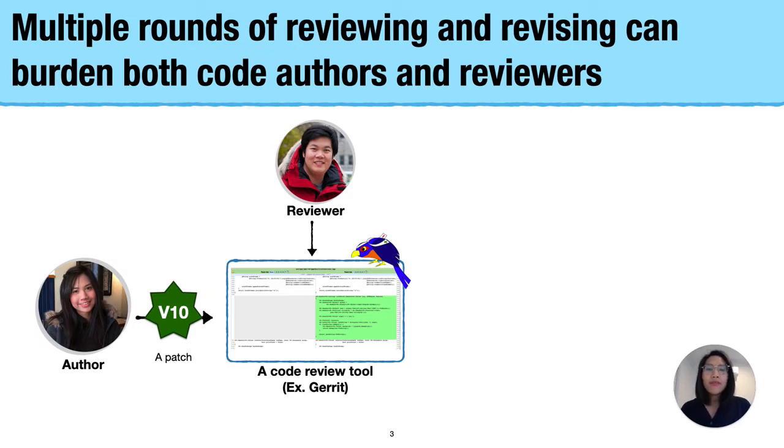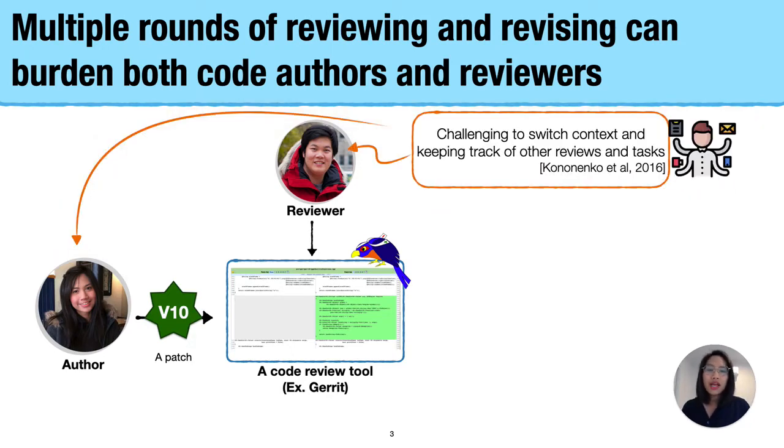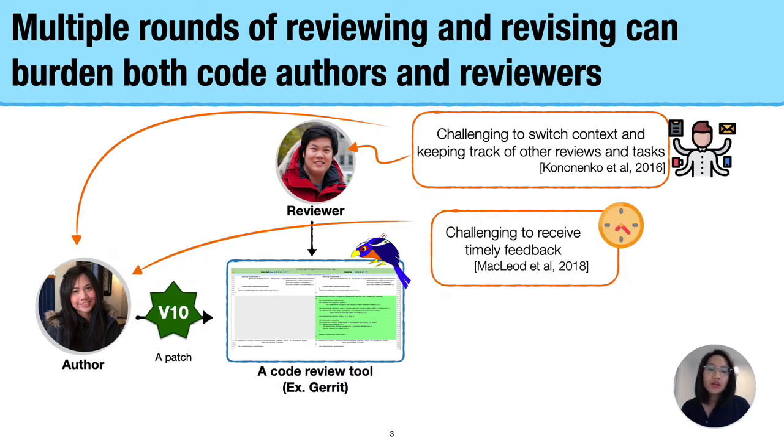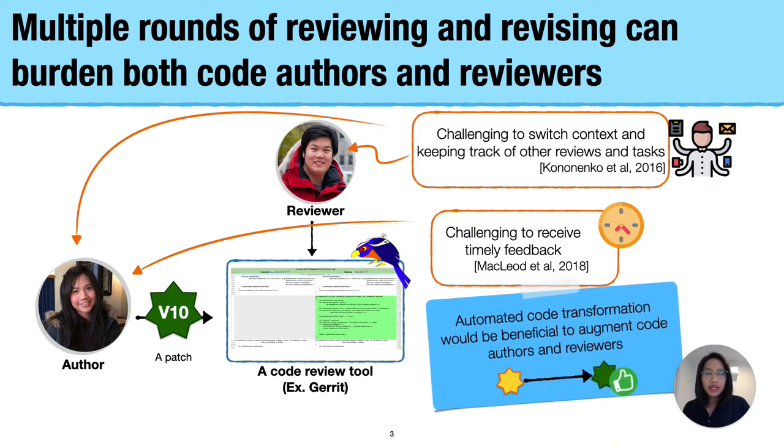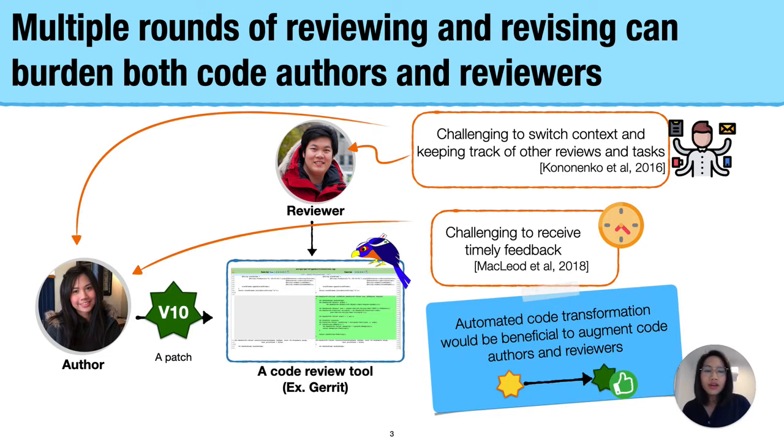Given a large number of patches and multiple rounds of reviews, code review can burden both code authors and reviewers. For example, a prior study reported that it is challenging for them to switch context and keep track of author reviews and tasks. Another study also found that one of the top challenges is receiving timely feedback. Thus, automated code transformation would be beneficial to them by automatically applying the common revisions from past code reviews to newly written code, while allowing code authors and reviewers to focus on the more complex parts of the system.